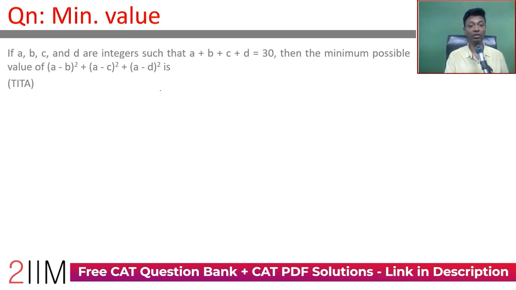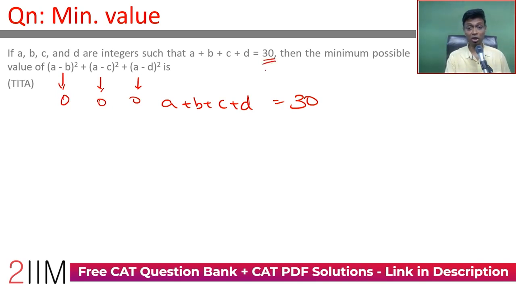Done. a, b, c, d are integers such that a plus b plus c plus d equal to 30. The minimum possible value of (a minus b) whole square plus (a minus c) whole square plus (a minus d) whole square is, remember, all three are positive. And so we need to minimize the difference between a and b, a and c, a and d. And so we can try to have all four numbers as equal. Put this as 0, put this as 0, put this as 0. But that's not possible because 30 is not a multiple of 4.